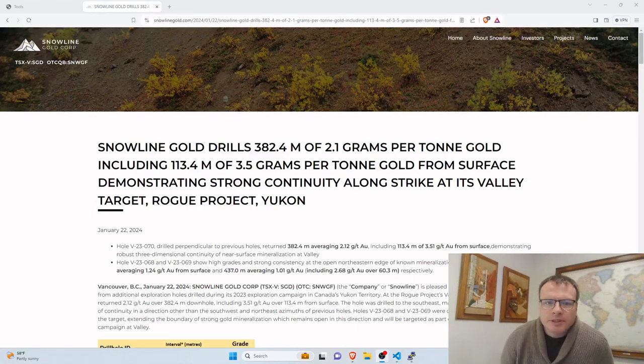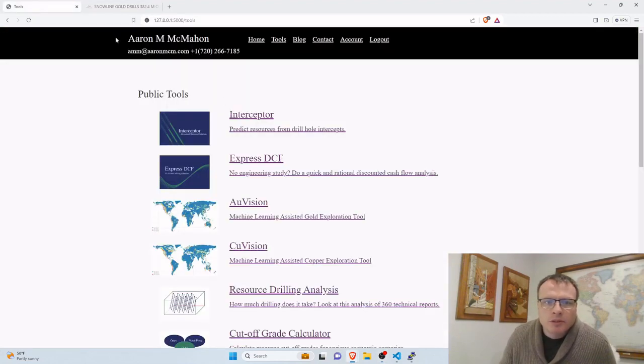Snowline Gold Corporation has been drilling this valley target at their Rogue project in the Yukon since early 2022, and they have yet to release a resource estimate. What we'd like to do is take all this drilling information that they have released and try to guess what a reasonable resource estimate would be. And to do that, we'll use Interceptor.